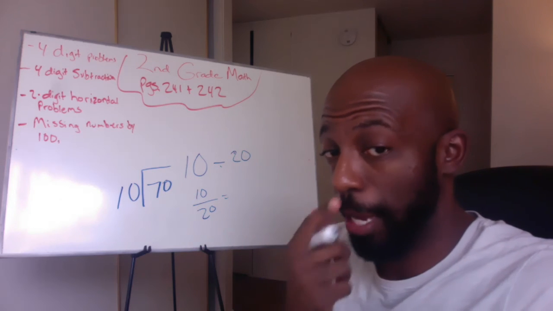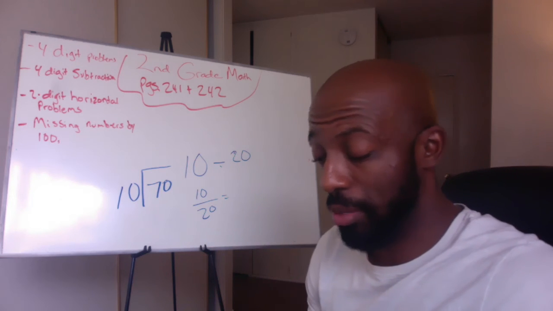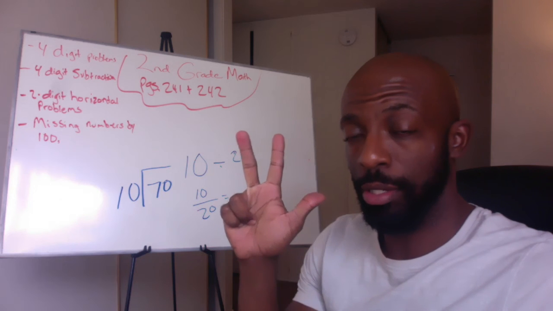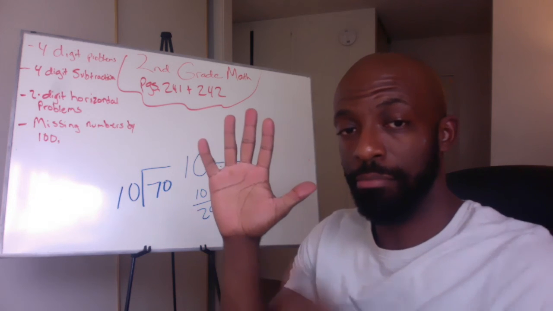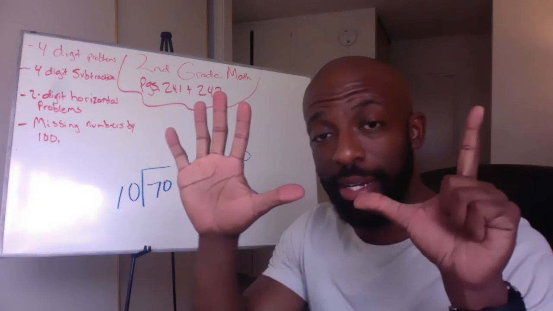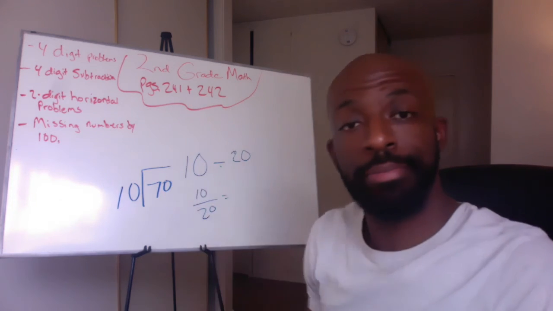So what do we have to do? We have to count by 10 until we get to 70 and see how many times we have to do it. So 10, 20, 30, 40, 50, 60, 70. All right, we counted to 70. How many 10s is that? 1, 2, 3, 4, 5, 6, 7.